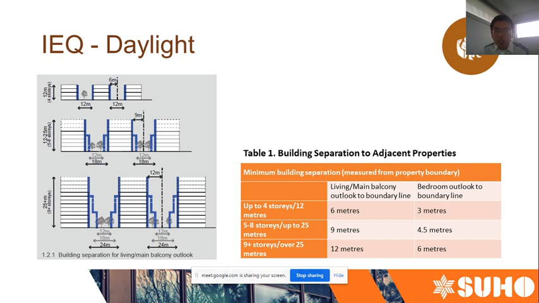So here is the building separation table I mentioned earlier. As you can see here, the requirements for a building to its property boundary are different for living areas and bedroom areas. And the separation increases as the level increases. As you can see, if it's up to 4 stories for living area, you need to have 6 meters here. When it's 5 to 8 stories, then you need to have 9 meters. And when it's above 9 stories, 12 meters are required.